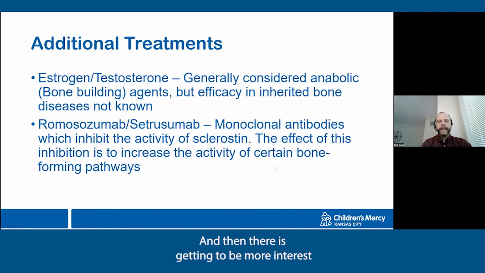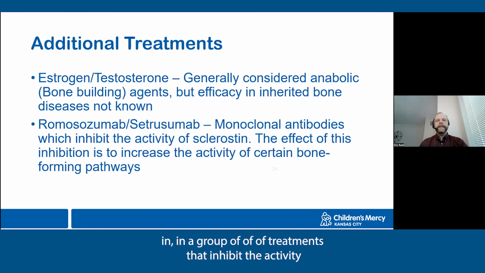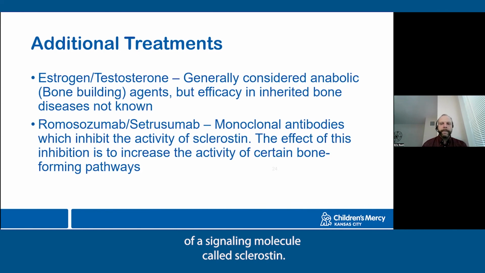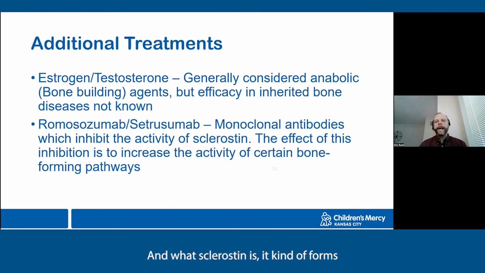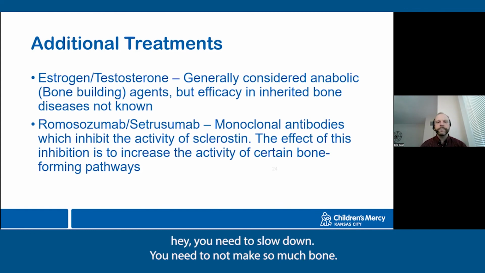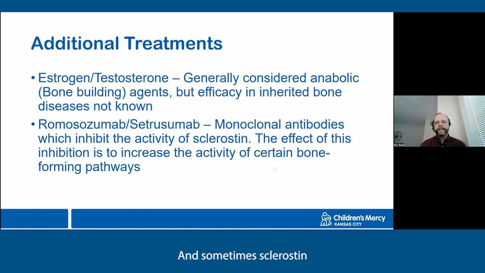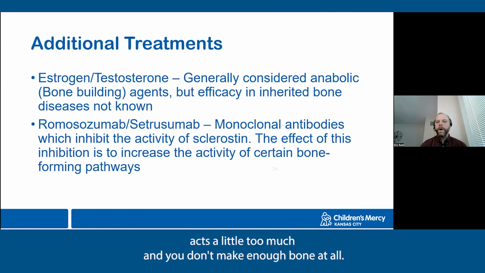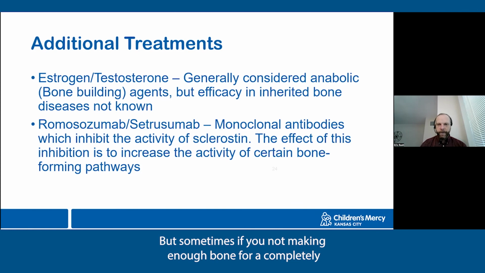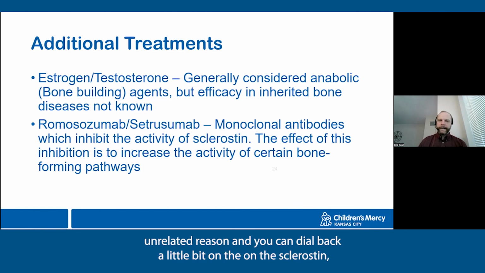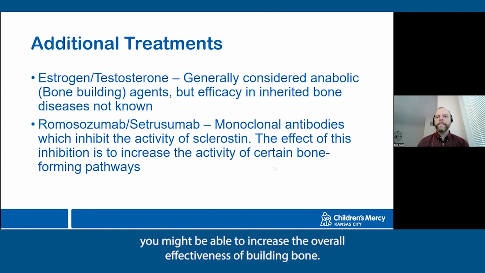And then there is getting to be more interest in a group of treatments that inhibit the activity of a signaling molecule called sclerostin. What sclerostin does is it kind of forms a brake on the function of the osteoblast. It tells the osteoblast, hey, you need to slow down. You need to not make so much bone. And sometimes sclerostin acts a little too much and you don't make enough bone at all. But sometimes if you're not making enough bone for a completely unrelated reason, and you can dial back a little bit on the sclerostin, you might be able to increase the overall effectiveness of building bone.